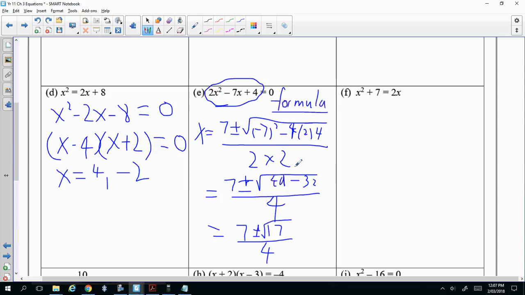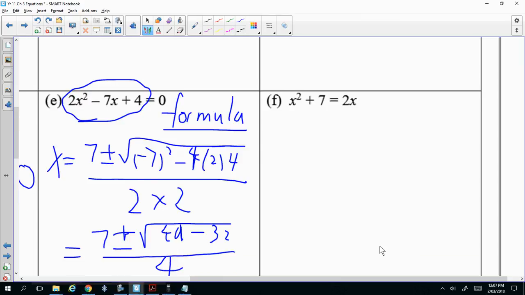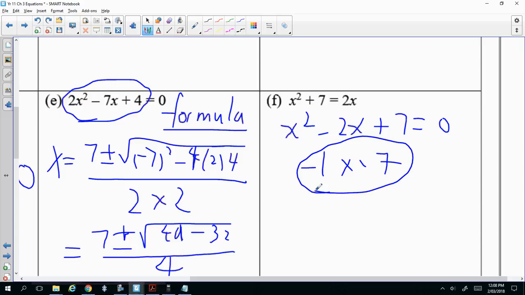How about this one? Can this be factorized? Multiply to get 7, add to get negative 2? Probably not, yeah? Because both numbers have to be negative, right? If you try all the possibilities, there's only one possibility, and that doesn't add up to negative 2. So you can't factorize. So you have two options, completing square or use the formula.